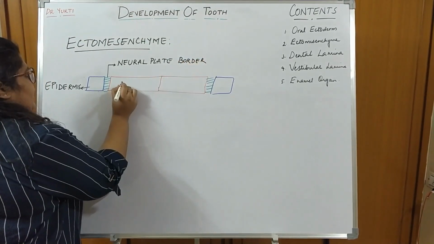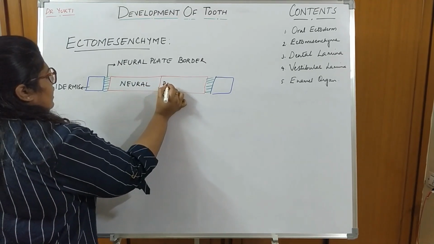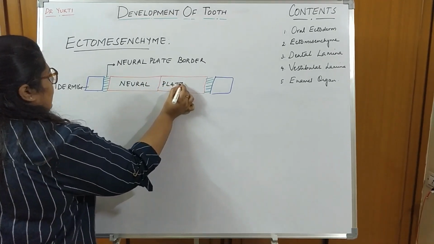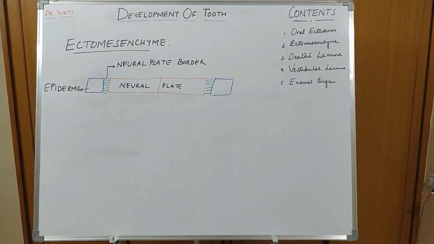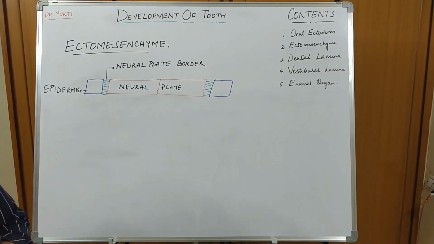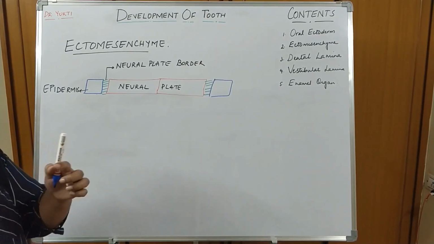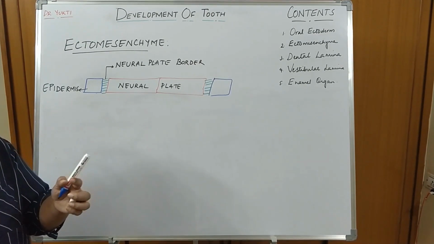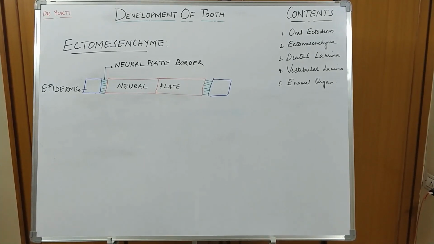And this plate is the neural plate. Now, as I said, an important event in brain development is the neural tube formation, and the neural tube is formed from the neural plate. Just use your common sense: if a plate has to form a tube, which is nothing but a closed circular structure, what should happen?